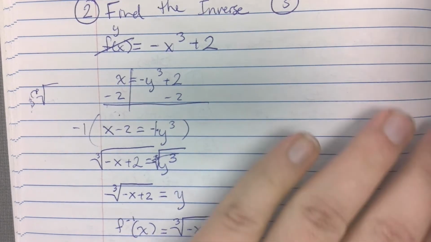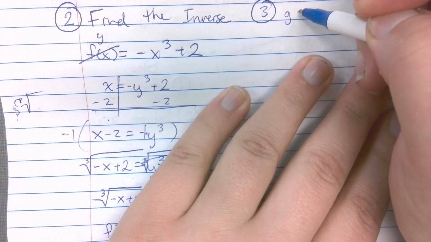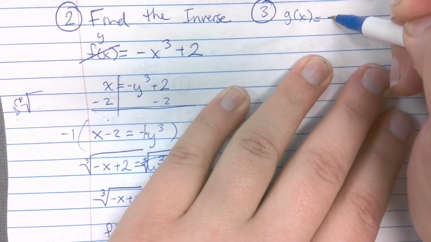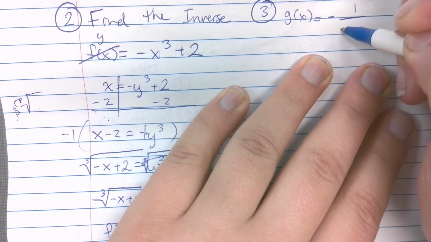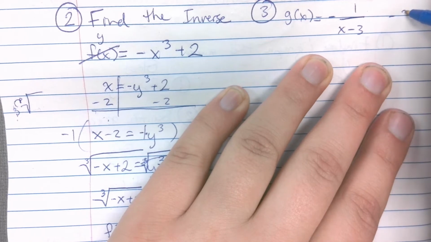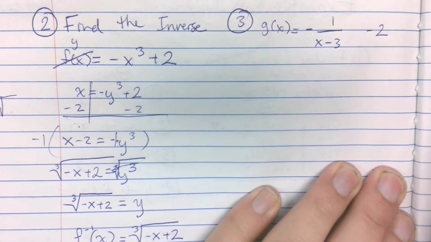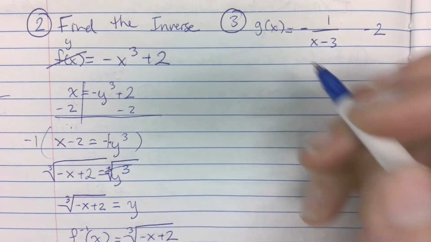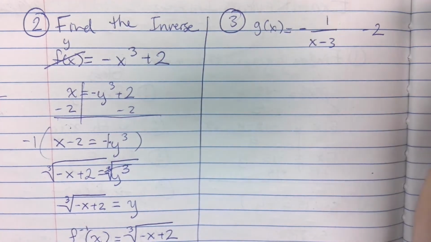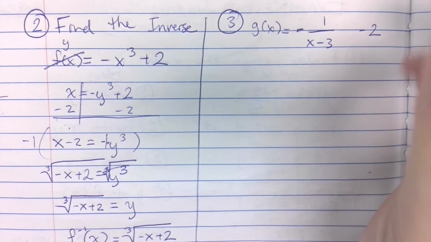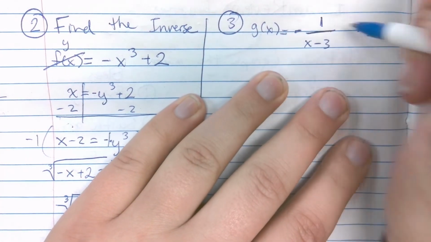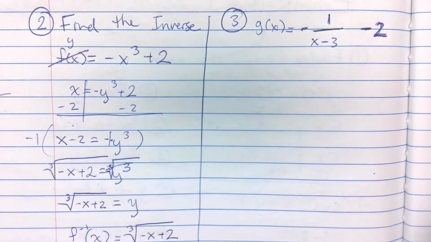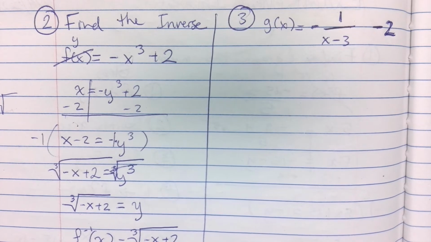Okay. What if I gave you a negative out front. It's a fraction. X minus 3 is on the bottom, and it's subtracting 2. Do you guys have room to do it on the side like that? I do. Give you a second to write it.